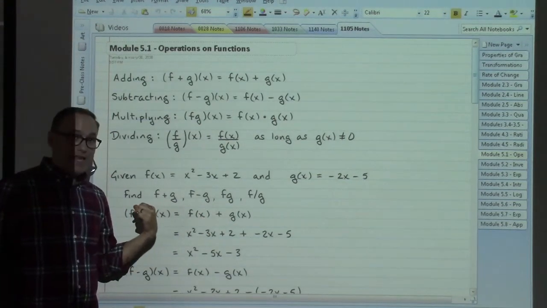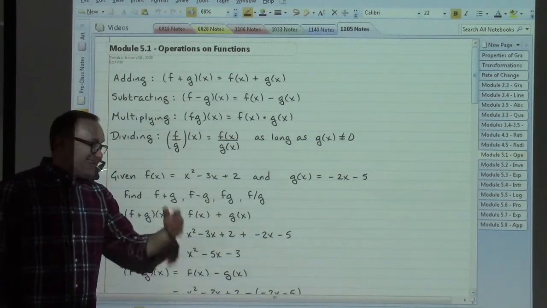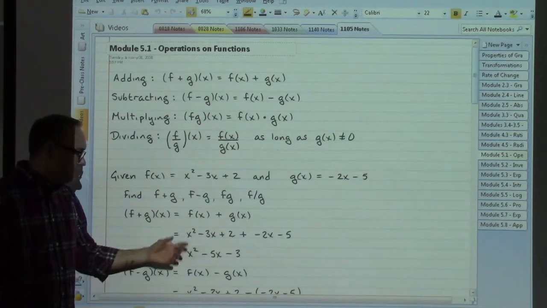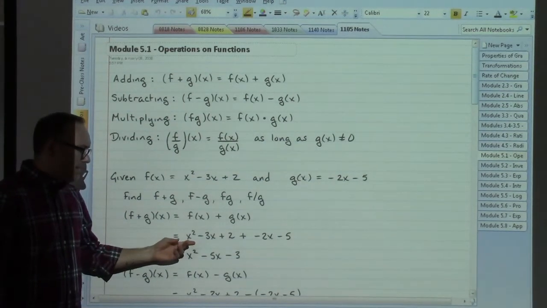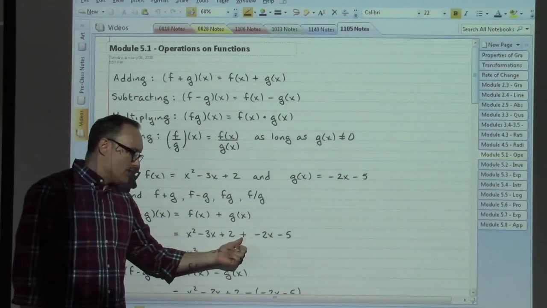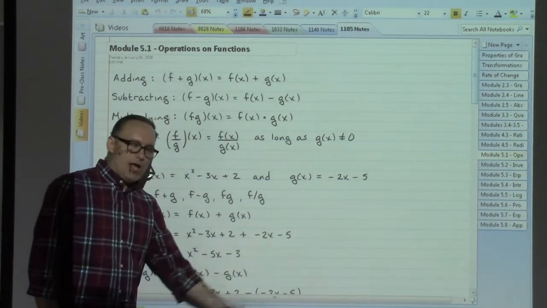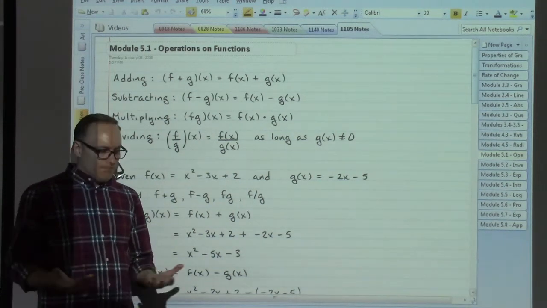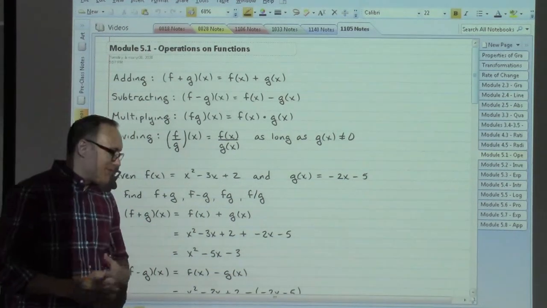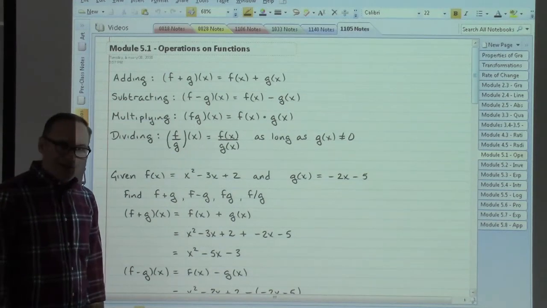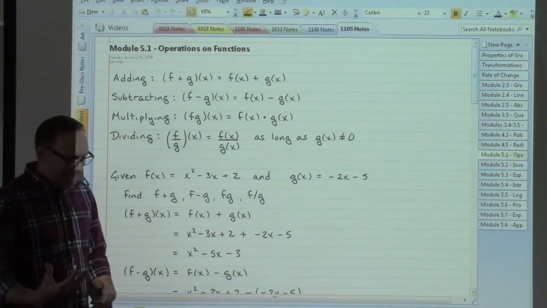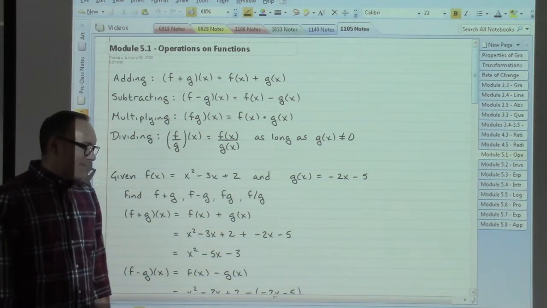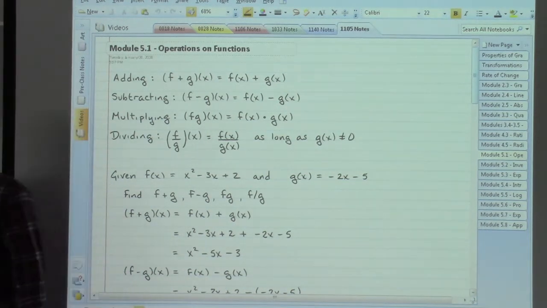So if that said f plus g, all right, take the f function, take the g function, add those suckers together. So x squared minus 3x plus 2 plus the negative 2x minus 5. Okay, well, we know that we have some basic expectations about simplifying things, and combining like terms is in that basic list of expectations. So if we combine our like terms, we get x squared minus 5x minus 3.